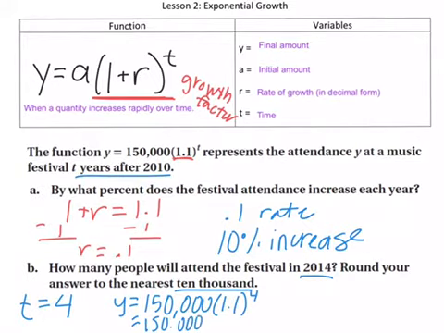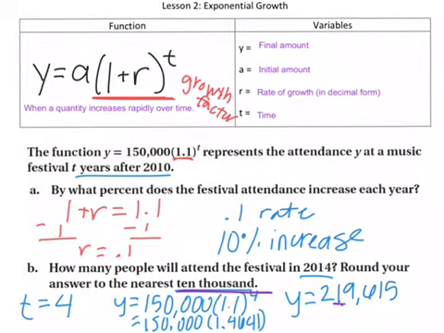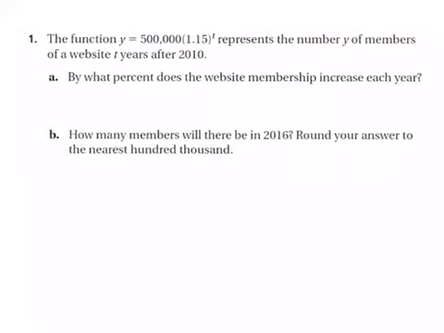So I'm going to do 1.1 to the 4th power, and in my calculator I'm given 1.4641. Now I'm going to multiply that by 150,000, and I'm given that the actual attendance is going to be 219,615. It does ask us to round to the nearest 10,000, so that's the 10,000s place. So the attendance is going to be 220,000 people. And that's your answer.